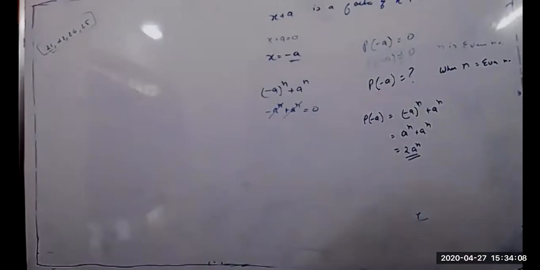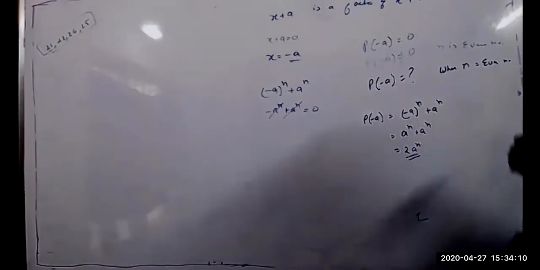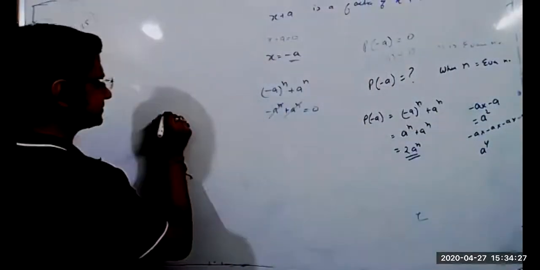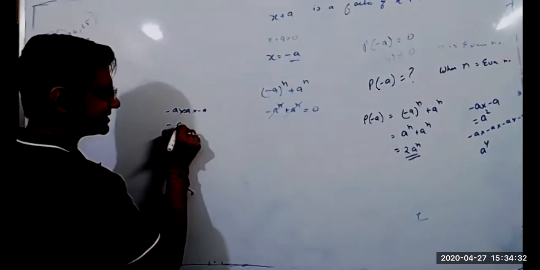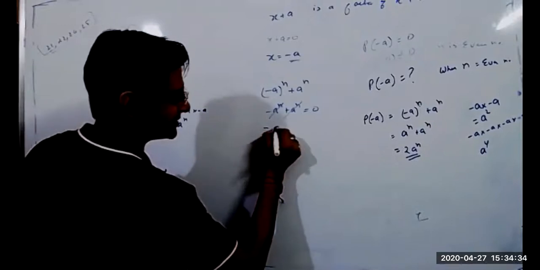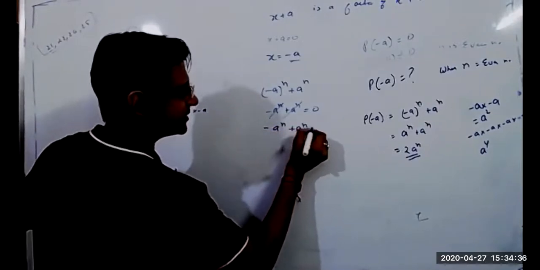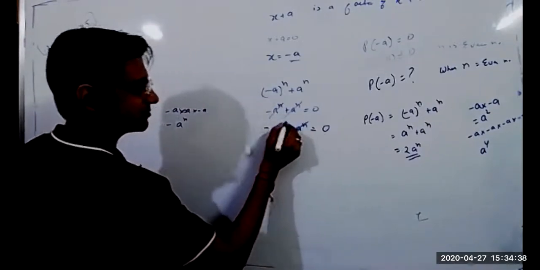Understood? Why is n an even number? Minus a into minus a is a square. Minus a into minus a into minus a into minus a is a to the power 4. It is not negative, it is positive. But when n is an odd number, it will be minus a into minus a into minus a. It will be minus a^n. So minus a^n and plus a^n is equal to 0.